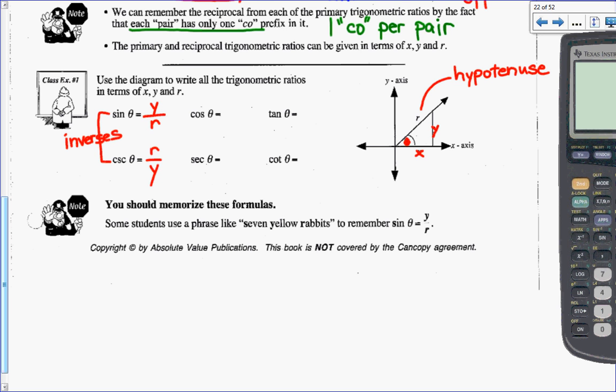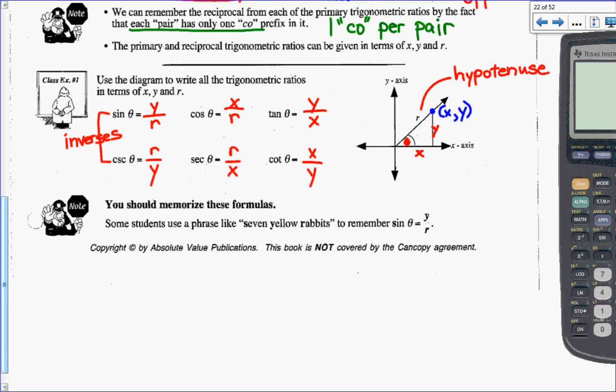Okay, cosine would be adjacent over hypotenuse, so it will be x over r. So its reciprocal, secant, would be r over x. And if tangent is opposite over adjacent, then it's y over x, and its inverse, cotangent, would be x over y. What would be the coordinates of this little point right here? If you're going over x and you're going up some value of y, the coordinates of that point are x, y.